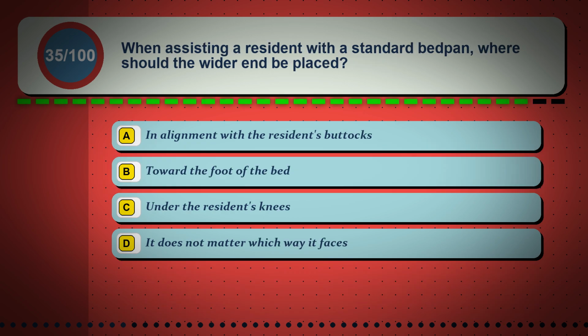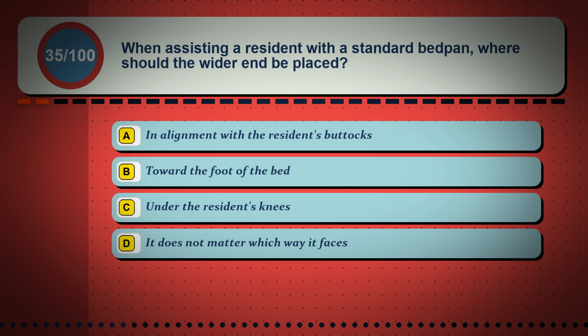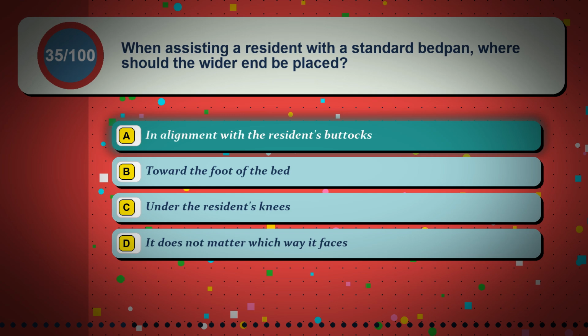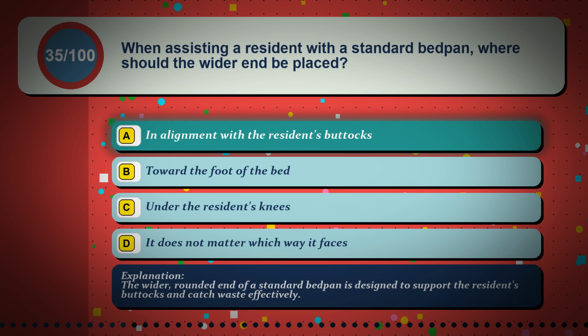Question 35. When assisting a resident with a standard bedpan, where should the wider end be placed? Option A, in alignment with the resident's buttocks. Option B, toward the foot of the bed. Option C, under the resident's knees. Option D, it does not matter which way it faces. The correct answer is option A, in alignment with the resident's buttocks. The wider, rounded end of a standard bedpan is designed to support the resident's buttocks and catch waste effectively.